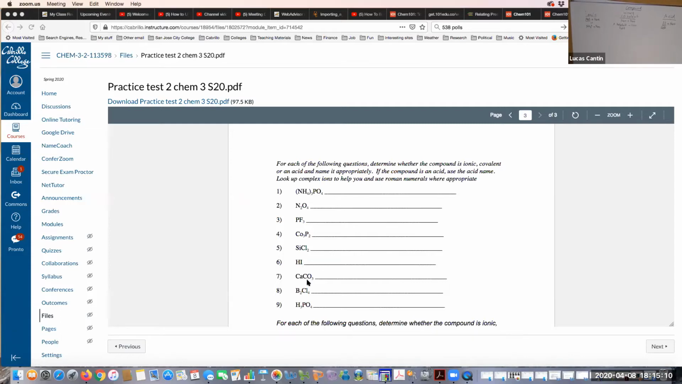What about 7? Would it be ionic? Ionic, calcium's a metal. 8. These are actually some really good examples. Covalent. Yeah, it's covalent. So boron, it might be considered a, well, it's actually not really a metalloid. I think it's a non-metal, even though it's right on the division line.